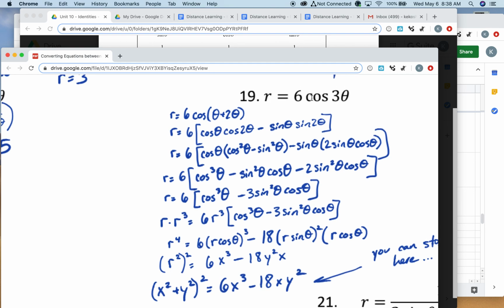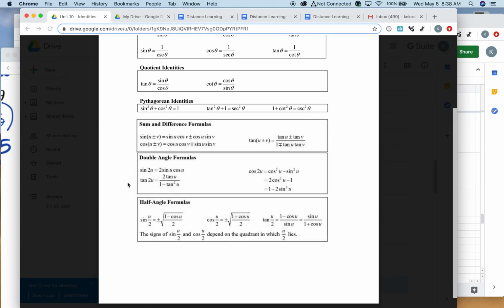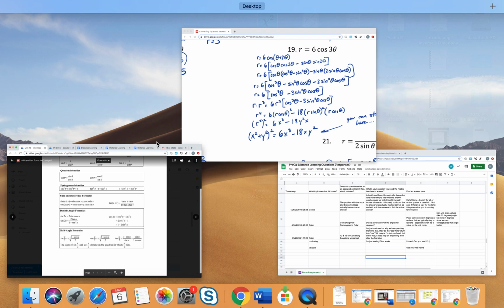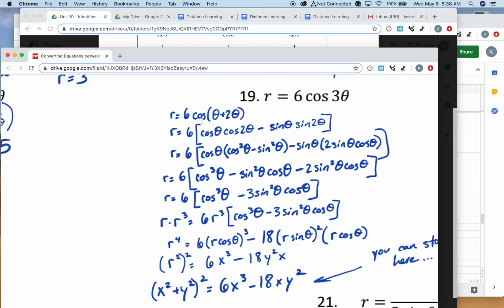So they gave us this cosine of 3 theta. We don't have x and y in terms of anything besides just cosine theta, sine theta. So what we need to do is break that down so that it's all in terms of just regular theta. We know that 3 theta right here is equal to theta plus 2 theta. Okay, it's cosine that we're looking at.